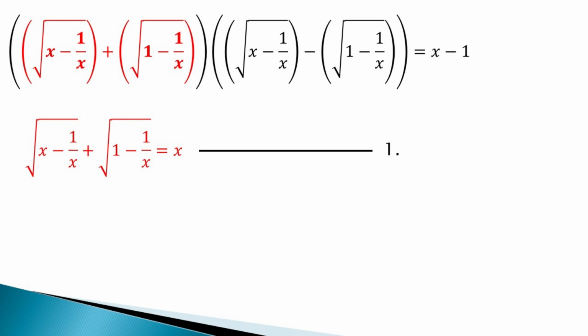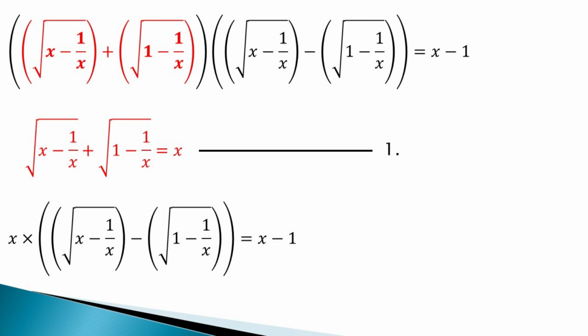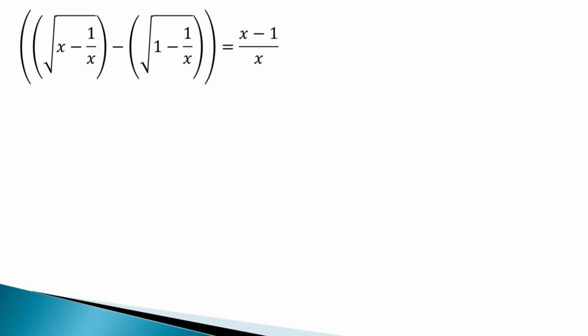Now we put the value of this term as x in the identity and we get another equation, which is x into root of x minus 1 by x minus root of 1 minus 1 by x, and this is equal to x minus 1. This is our second equation. This equation can be further transformed by dividing both sides by x, and the x on the left hand side goes away and the right hand side becomes x minus 1 by x. This is further simplified and the right hand side can be written as 1 minus 1 by x.